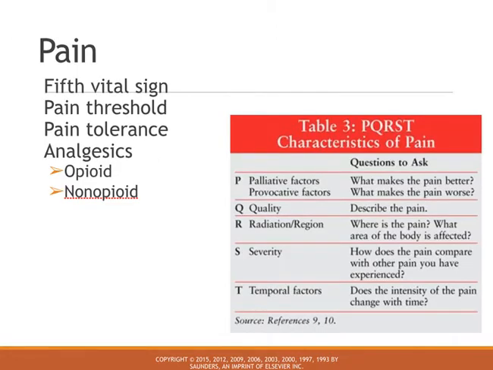So, what is pain? Pain is the fifth vital sign. It is a personal experience. We can't tell how severe a patient's pain is. There are some nonverbal body signs that we can watch for in, say, infants, nonverbal children, people that have communication issues. But if your patient can talk to you, doing a good pain assessment is critically important. So the PQRST should be your go-to routine for assessing pain.